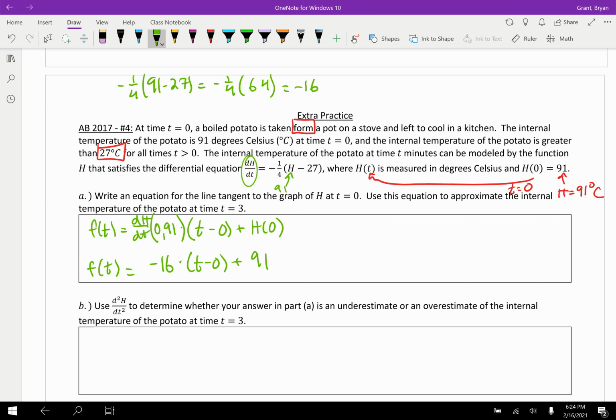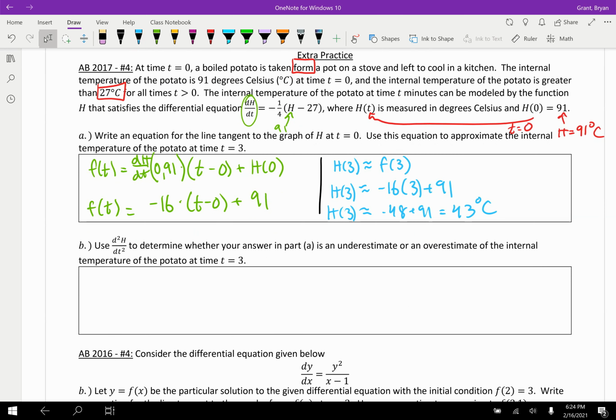Great. Use this equation to approximate the internal temperature at t equals 3. Okay, so h of 3 is going to be approximated by f of 3, negative 16 times 3 plus 91. Great, there we go. I'm so proud of us. I would probably stop here on a free response. No reason to make extra mistakes. You can continue: this is negative 48 plus 91. Continuing this over, it looks like it's going to be 43. I should probably double check that math since I'm not using a calculator, but that seems fine. 43 degrees Celsius.